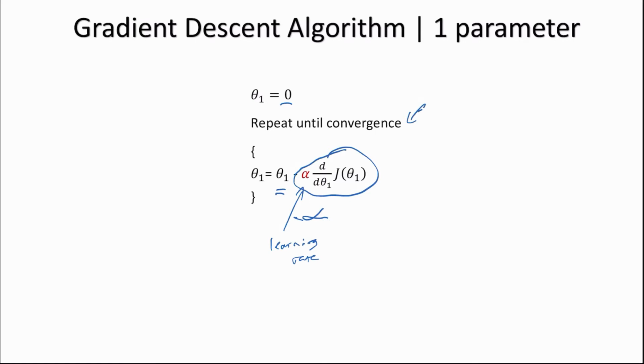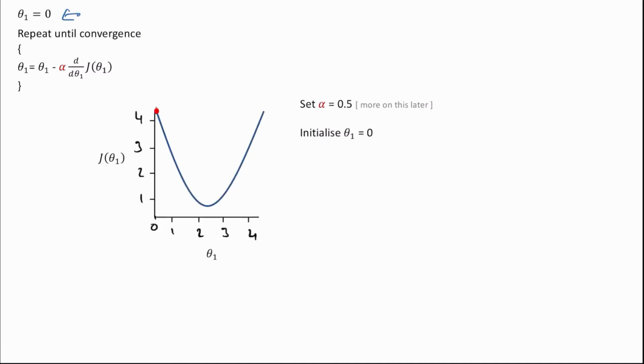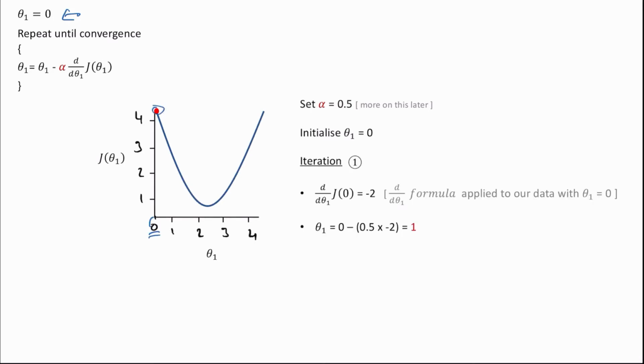So let's see how this algorithm plays out. We set alpha equal to 0.5, more on this later, and we initialize theta 1 equal to 0 as the first step of our algorithm. That's shown here. Theta 1 is initialized at 0. Then let's go through a first iteration. It's found that the derivative of our cost function at theta 1 equals 0 is minus 2. Then we update our theta 1. Theta 1 is equal to 0, which was our initial parameter, minus alpha, which is 0.5, which we set at the start, times minus 2, which is our derivative, which gives us 1. So that now moves theta 1 from 0 to 1.